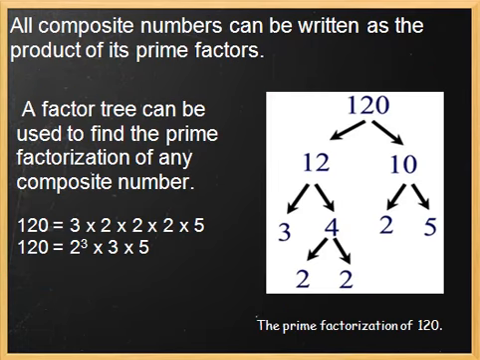All composite numbers can be written as a product of prime numbers, and we often do this in prime factorization form or a factor tree. For example, 120 is really 12 times 10, and both 12 and 10 are composite. We can further break 12 down into 3 times 4, and 10 into 2 times 5, and finally 4 is 2 times 2. Therefore, 120 is 3 times 2 times 2 times 2 times 5, which is really 2 cubed times 3 times 5.